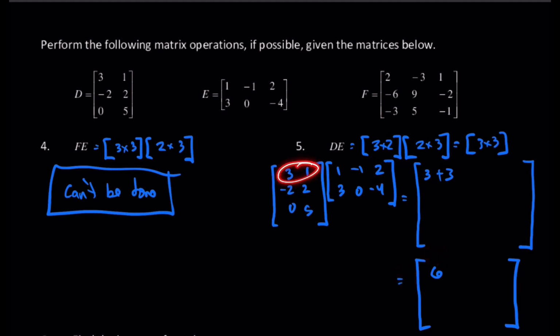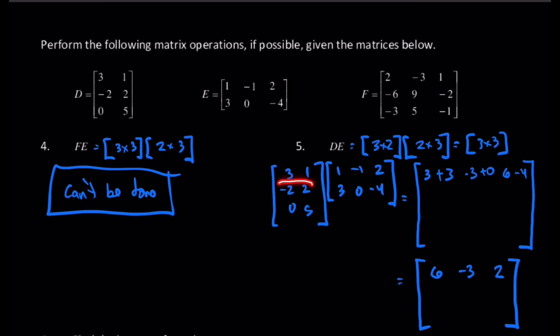So I'm just going to keep doing this. Row 1, column 2. Row 1, column 3. All right, so row 1, column 2, 3 times negative 1 is negative 3. 1 times 0 is 0. That's going to give me negative 3. Next, row 1, column 3. So that's going to be 3 times 2 plus 1 times negative 4. 3 times 2 is 6. 1 times negative 4 is negative 4. 6 minus 4 is 2. So there's that first row.